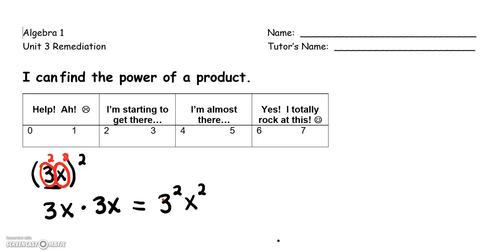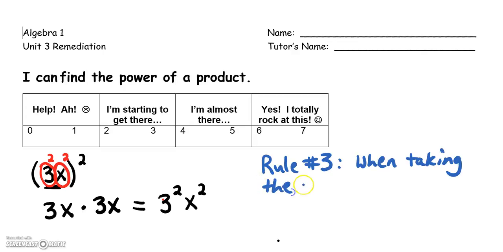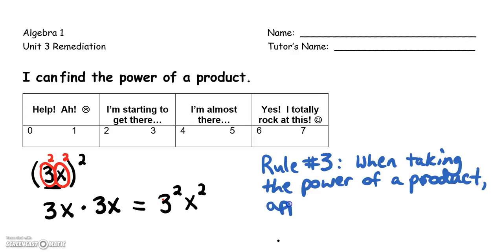And that can be our third rule. Rule number 3. When taking the power of a product, apply the exponent to each piece of the term.